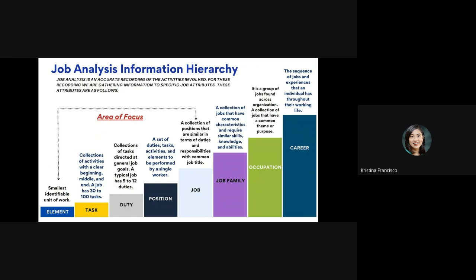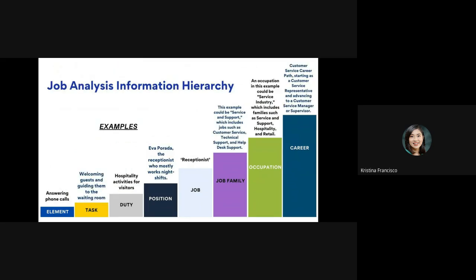So, from element until career, there are already definitions, and please do refer to this slide. And with that, these are just an example, and the hierarchy may look different in different organizations and industries. The key is to use the hierarchy as a tool to categorize and organize job-related information in a way that is meaningful and even useful for the organization.